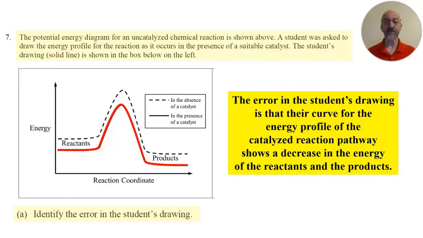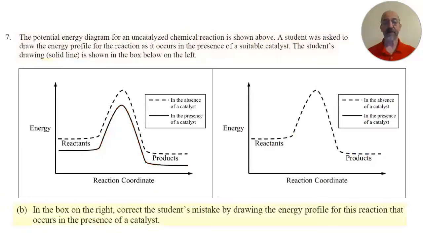So the error in the student's drawing is that their curve for the energy profile of the catalyzed reaction pathway shows a decrease in the energy of the reactants and the products. And so that is what is incorrect. Now, we have to correct the student's mistake. In part B, it says in the box on the right, correct the student's mistake by drawing the energy profile for this reaction that occurs in the presence of a catalyst.